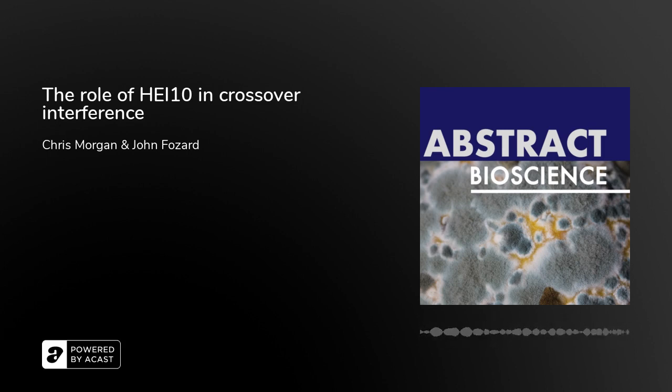That was Chris Morgan and John Fozard discussing their new study, Diffusion-Mediated HEI10 Coarsening Can Explain Meiotic Crossover Positioning in Arabidopsis. I'll put a link to the paper in the show notes, along with a couple of other relevant reading items for the enthusiastic among you.